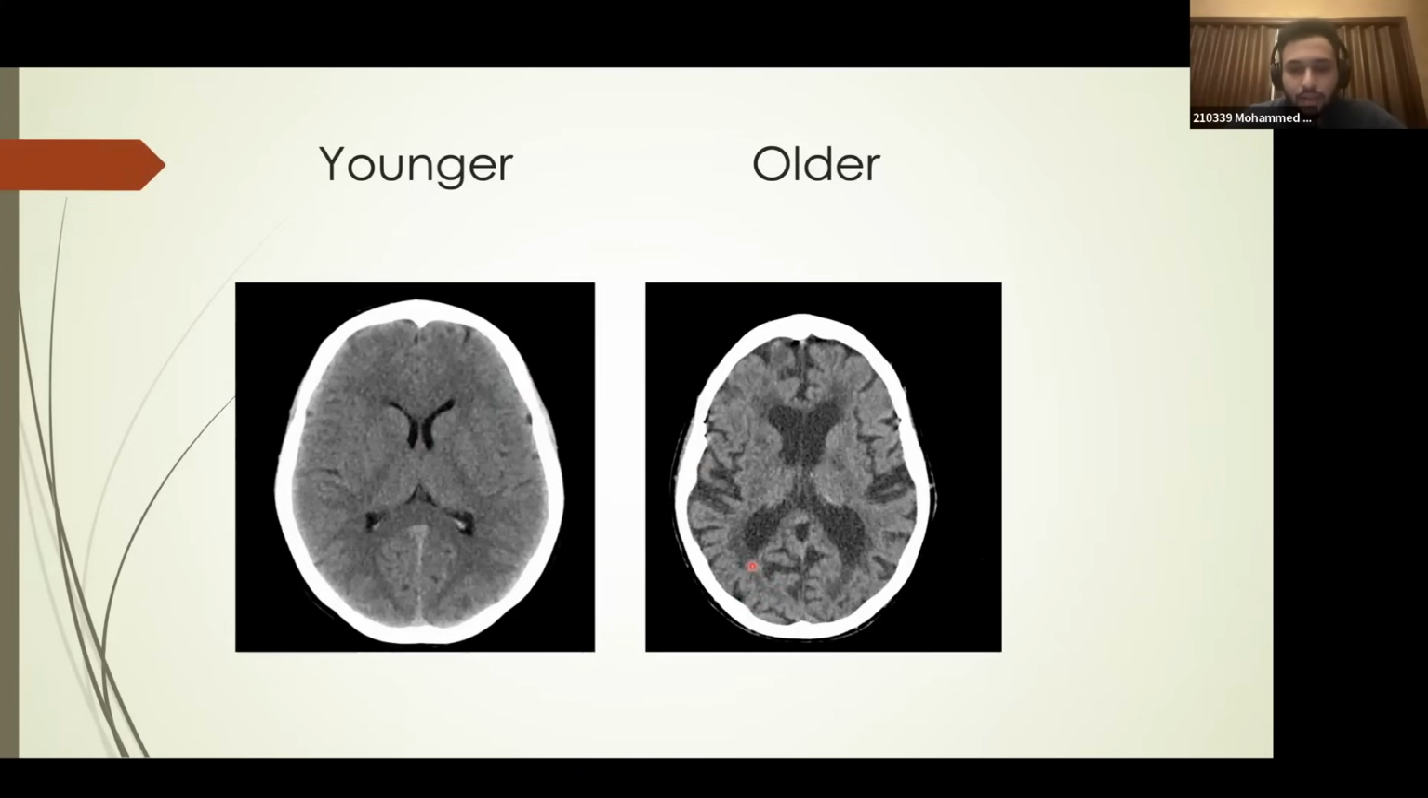And this is in an elderly patient. As I said, the ventricles are much wider in the elderly, and you can see some atrophy of the gyri and the sulci. You can see it's much smaller. The brain itself is much smaller than this. Okay, so that's pretty much the difference in younger and older brains.